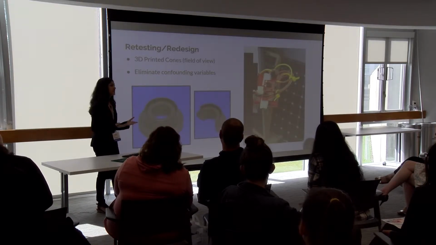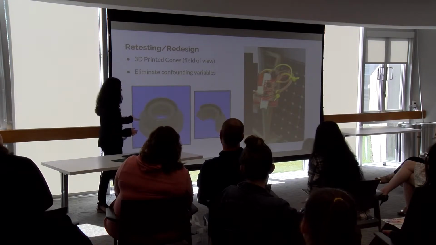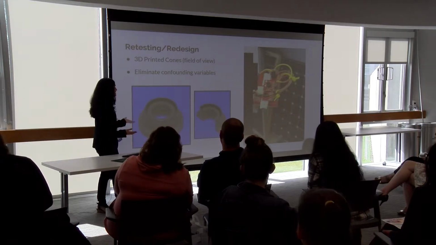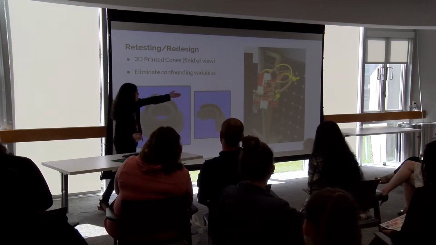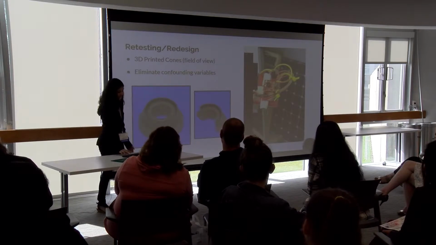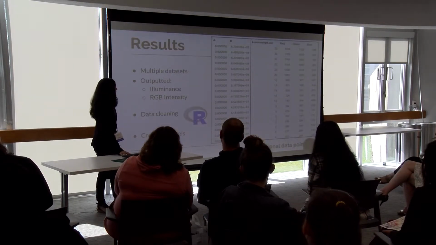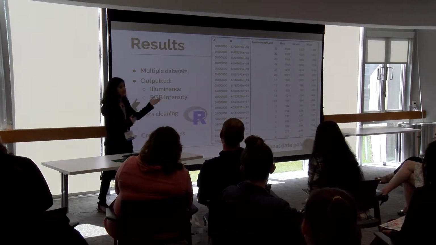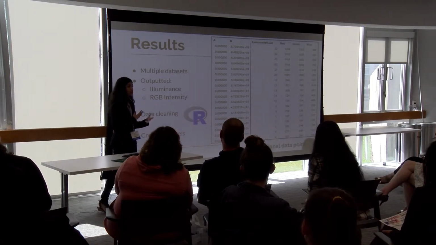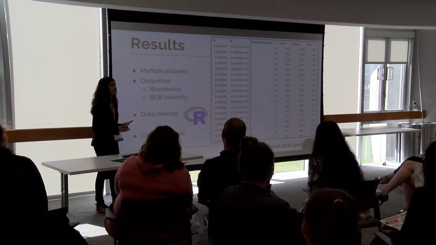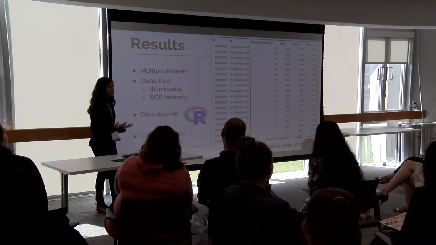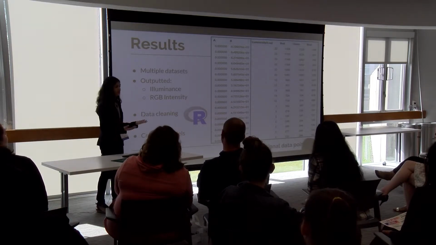In order to eliminate any confounds and get as many precise values as possible, I designed and 3D printed cones during my retesting and redesign process to narrow the angular field of view of the sensor, and here's a picture on the sensor. After collecting multiple data sets, a sample of which is shown here, and a data set actually consisted of more than 10,000 points, I then proceeded to clean up the data and to start creating models using RStudio, which is a popular data science platform.